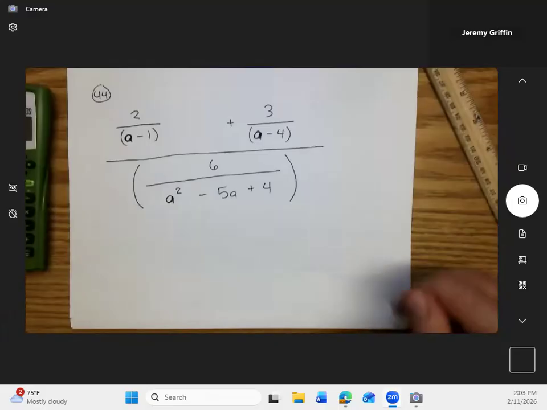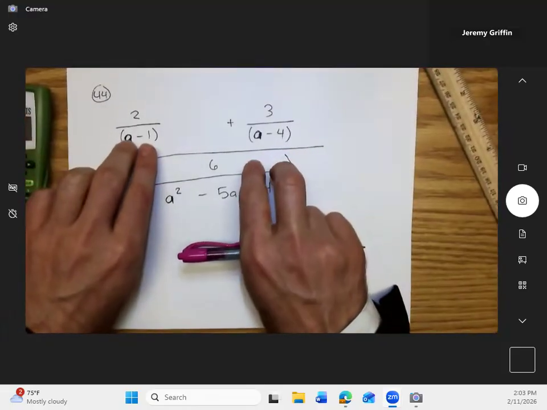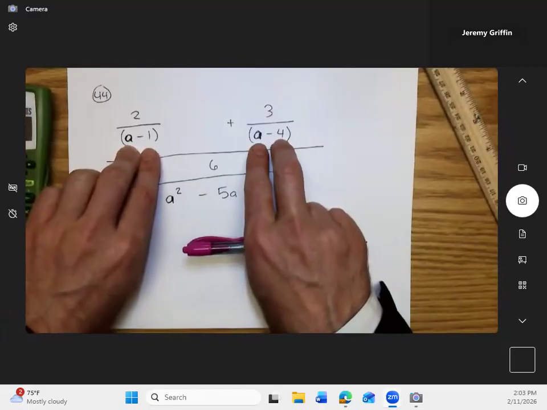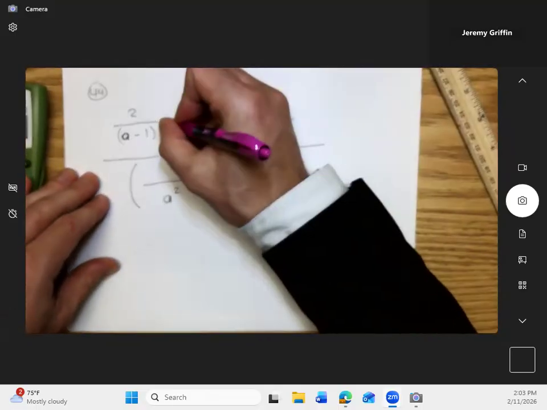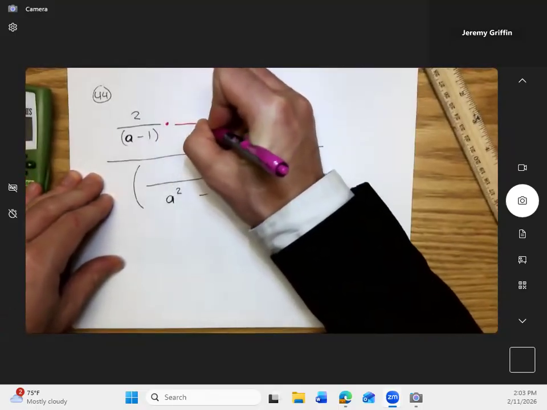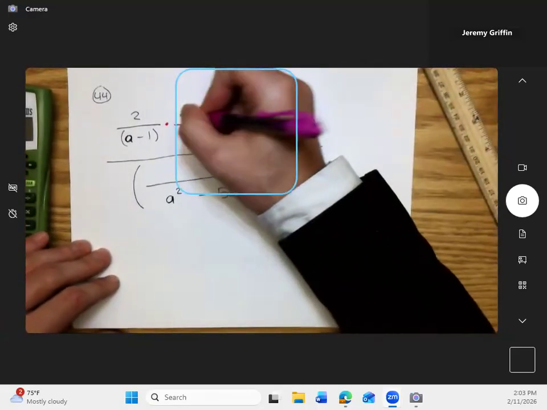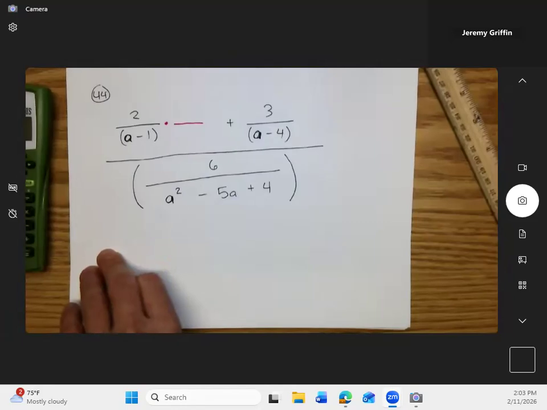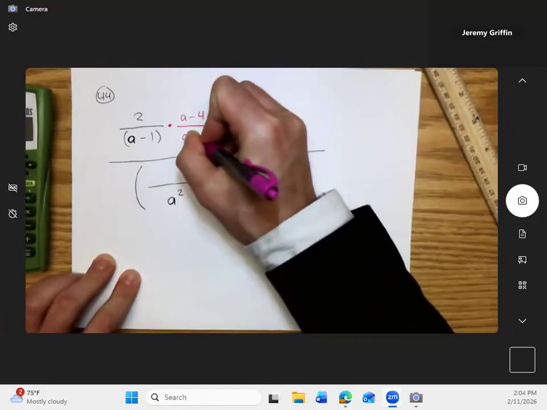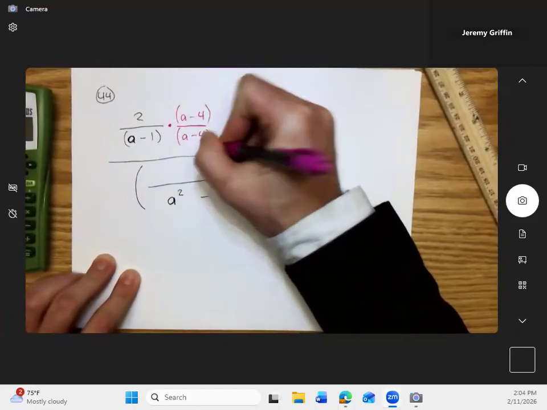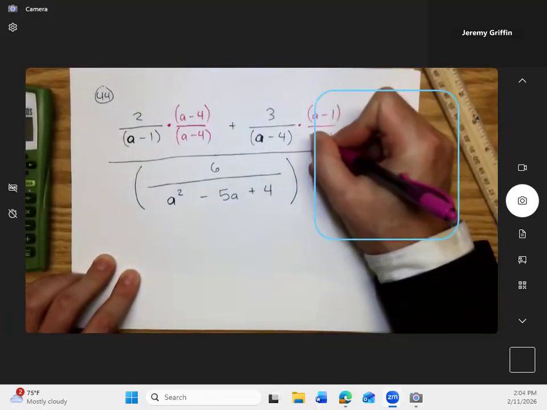Okay, so at the top here, this denominator is a minus 1. This one's a minus 4. Guess what the common denominator is going to be? Yeah, a minus 1 times a minus 4. So I'm going to multiply this left fraction, top and bottom, by a minus 4 over a minus 4. And this one over here, I'm going to multiply top and bottom by a minus 1 over a minus 1.